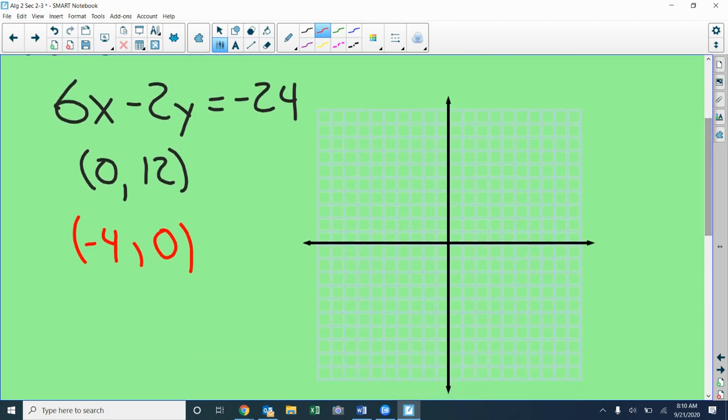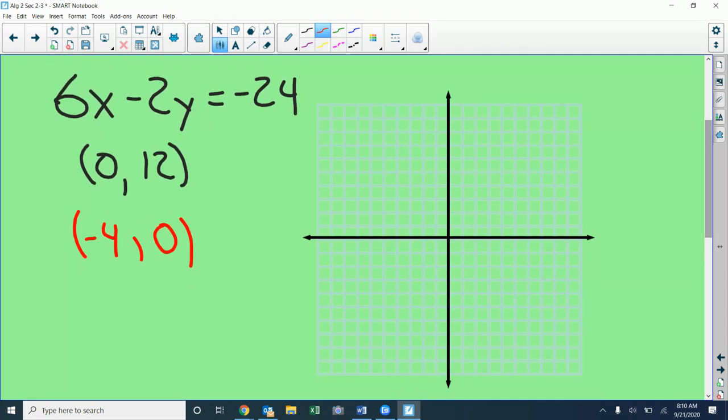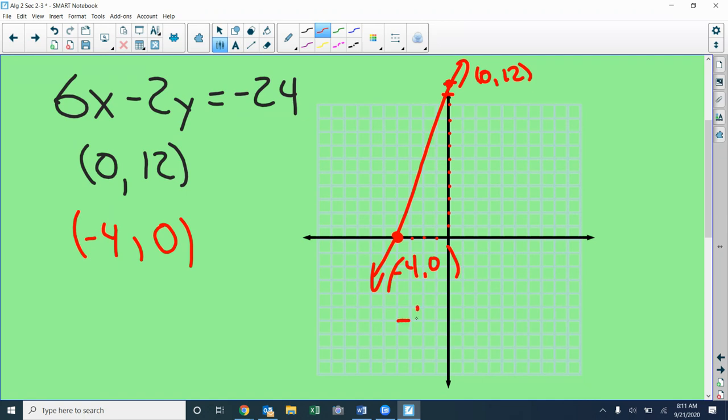All right. X at 0, y at 12. Hard to say if I got enough spots. 1, 2, 3, 4, 5, 6, 7, 8, 9, 10, 11, 12. Way up here. 0, 12. -4, 0, -4. X is -4. 1, 2, 3, 4, 0. -4, 0. So this guy is coming up there. That's -4, 0 there.